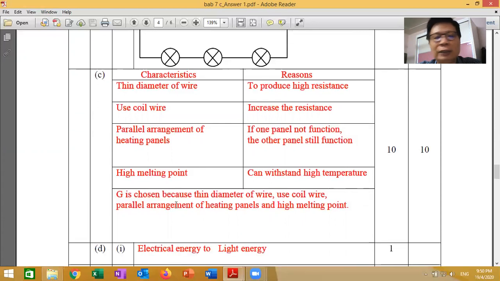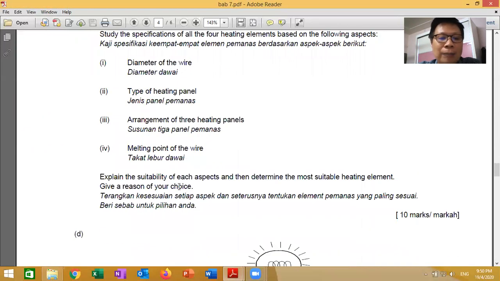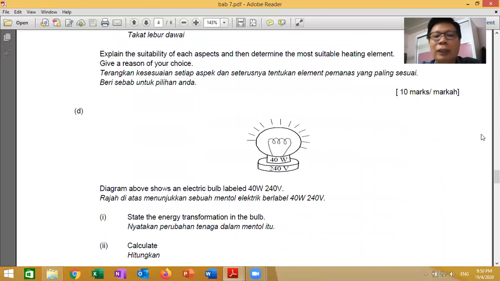The last, you take your choice and keep your reason. The best is G because of thin diameter, coil wire, parallel arrangement, and high melting point. Understand? So like this, everything, then mark. Okay, I think it should be okay now. The last part is calculation. Every time like this one, the last part is calculation.